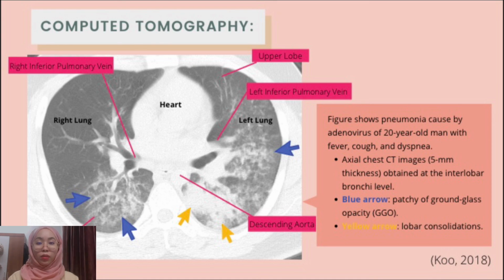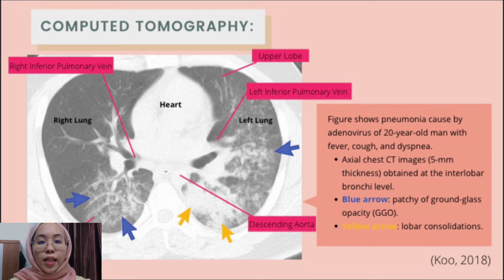Next, let me move on to the second image appearance, which is for the CT scan. As you can see, the figure shows pneumonia caused by adenovirus in a 20-year-old man who has signs and symptoms such as fever, cough, and dyspnea. At the blue arrow, it shows a patchy ground glass opacity, and at the yellow arrow, you can see the lobar consolidation of pneumonia.